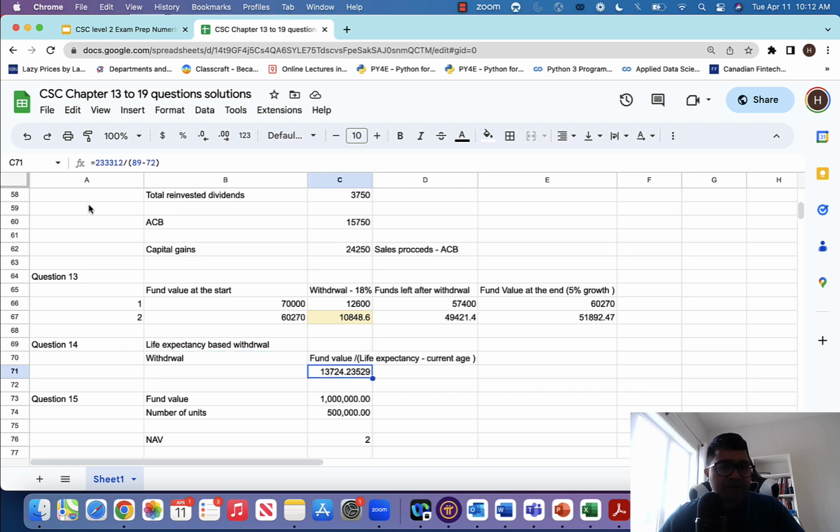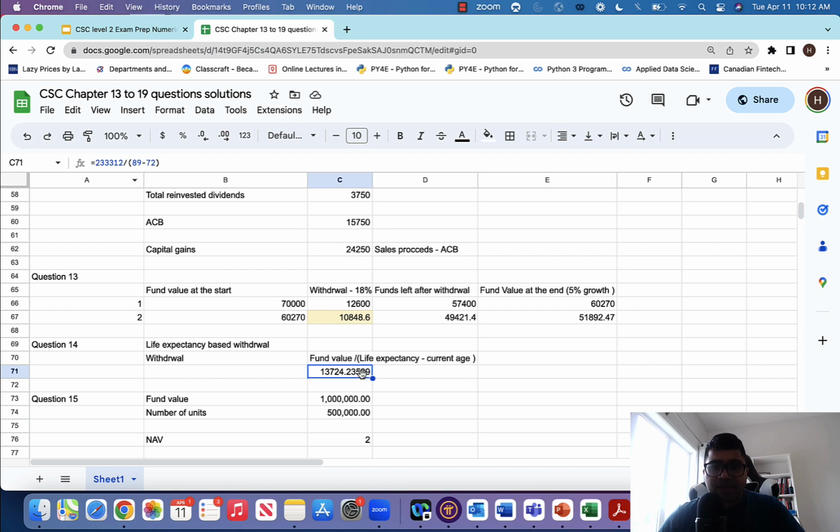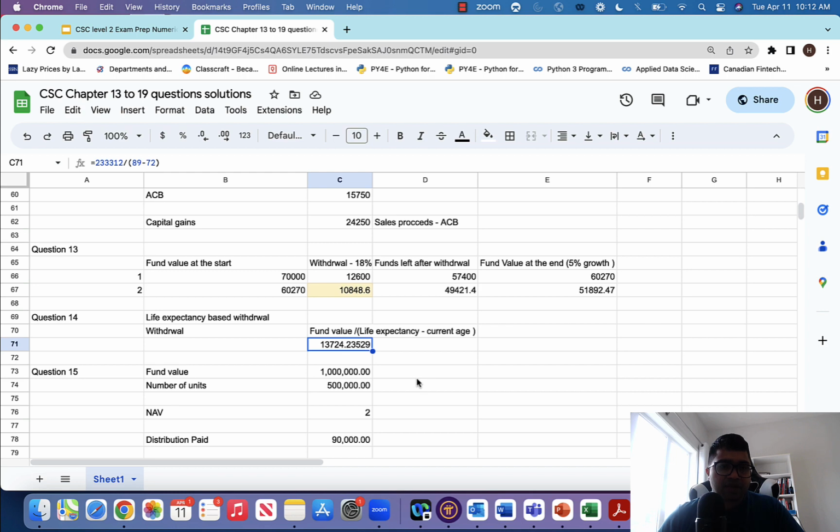So it's going to be 233,312, the fund value at the start, divided by 89 minus 72. 89 life expectancy, 72 current age. So that gives you $13,724. So very likely to get questions, one questions at least based on withdrawal. More probability for ratio based withdrawal or life expectancy based withdrawal.